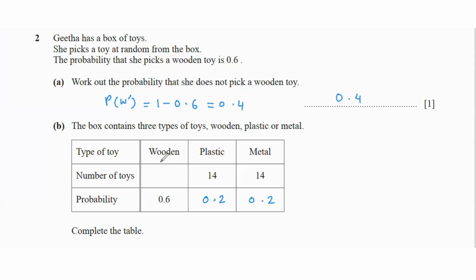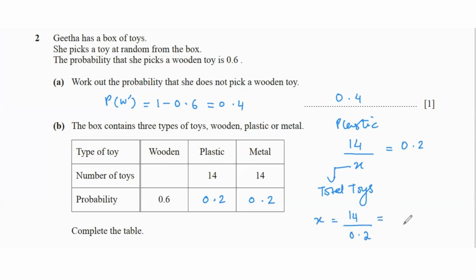Now, talking about the number of wooden toys, we can easily find the total number of toys first by using 14 over x equal to 0.2. Now, x is your total toys, and the probability of finding, let's say, plastic toys is 0.2. So 0.2 is basically 14, which is the number of plastic toys, divided by the total number of toys, which is x. So to find x, we do 14 divided by 0.2, and that gives us 70. So 70 is the total number of toys.